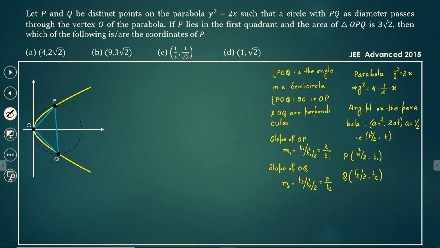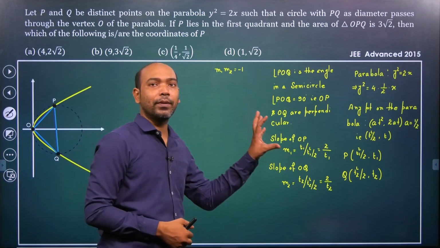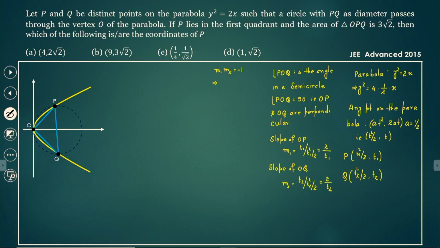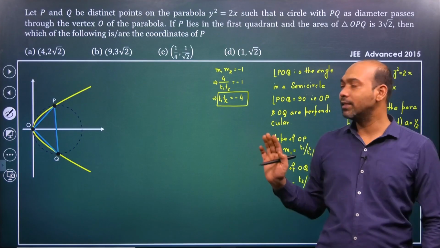Now m1 and m2 must be perpendicular. So m1 m2 is equal to -1 because OP and OQ are perpendicular. This is the condition of perpendicularity. Substituting, we get 4 divided by t1 t2 is equal to -1, which implies t1 t2 is equal to -4. So that's the first condition between t1 and t2.